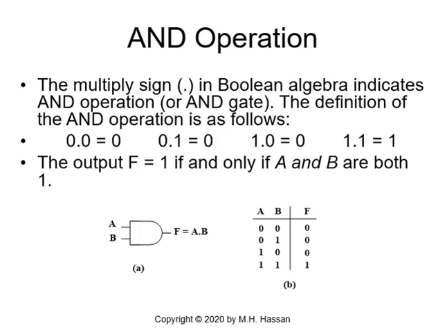AND operation. The multiply sign in Boolean algebra indicates an AND operation or AND gate. The definition of an AND operation is as follows: 0 and 0 is 0, 0 and 1 is 0, 1 and 0 is 0, 1 and 1 is 1. It looks like really decimal multiplication. The output F is 1 if and only if A and B are both 1. The symbol of the AND gate is shown here with two input variables A and B, so F will be A dot B, or we just say AB, even without the dot.